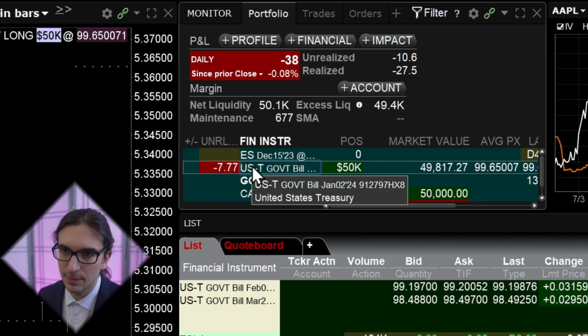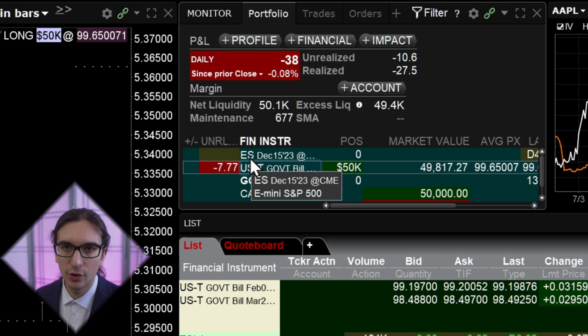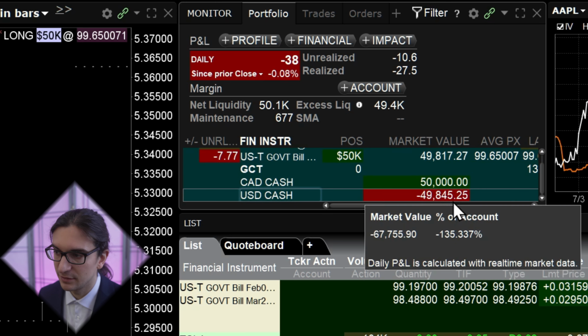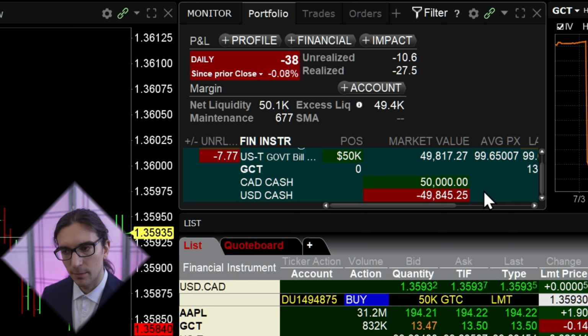I'm going to keep this T-bill position here just to show you that, well, I'm invested 50,000 into US bonds. I have an extremely low capital requirement for this position, but keep in mind, I also have a negative balance of 50,000 US dollars. And do not be alarmed when you have a negative balance in a margin account. I'm going to explain to you what this means and how this impacts you in a second.